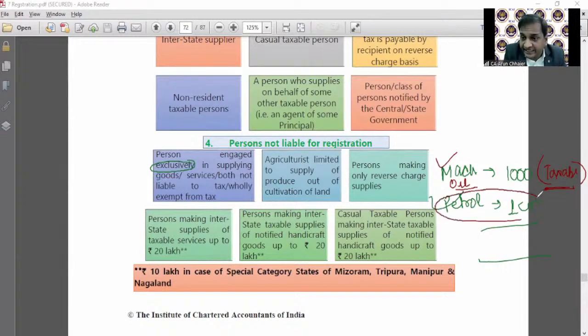If I am only engaged in petrol, try to differentiate. Situation number 1: if I am engaged in petrol only, I am not required to take registration. If I am making the supply of petrol as well as some taxable supply, and my turnover exceeds the threshold limit, I need to take registration. Is it clear? Kindly confirm.